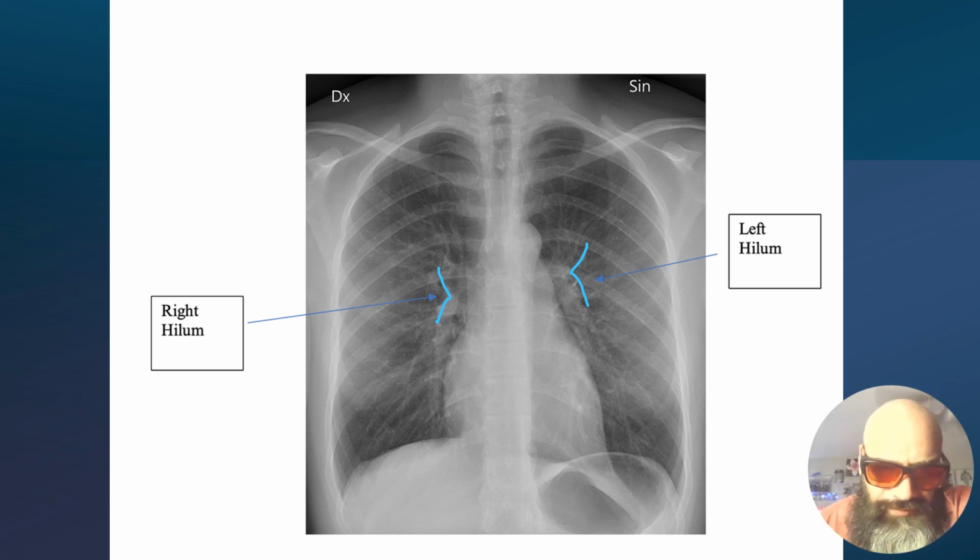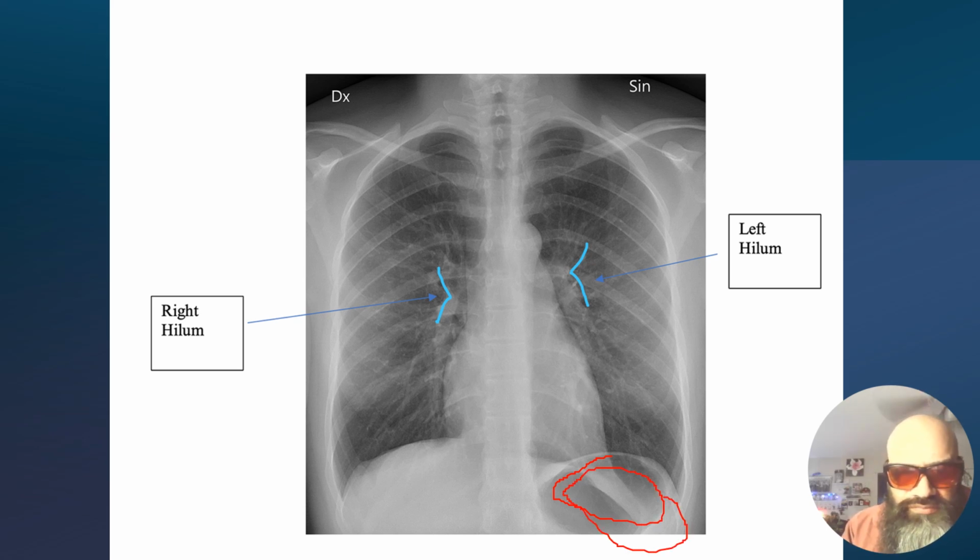Here we have the left and right hilum highlighted for you. Now this is a normal chest x-ray as well. Here we have what we call the gastric bubble, which should always be there on the left hemidiaphragm region. Notice your normal pulmonary vasculature here as well as here. We have your trachea down here and your carina right down in the center here.